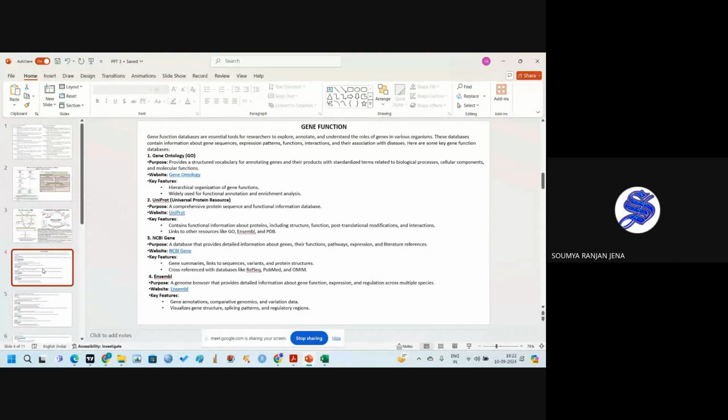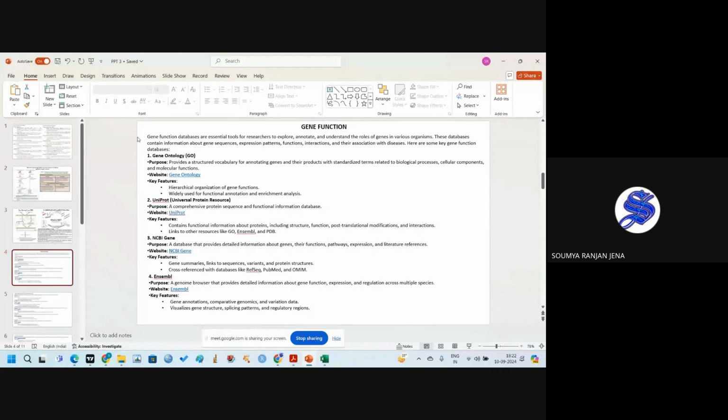Then if you go to gene function using different databases, because we have stored the results after genome analysis or proteome analysis in different genomic databases, and these databases tell us the function of that protein or the function of that gene. We can easily find out.